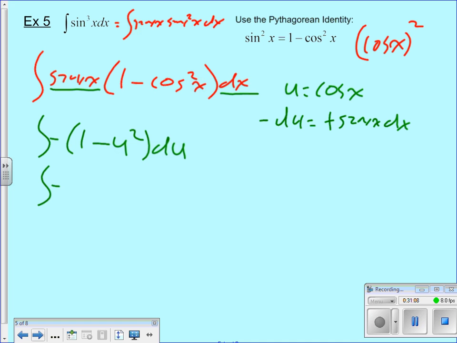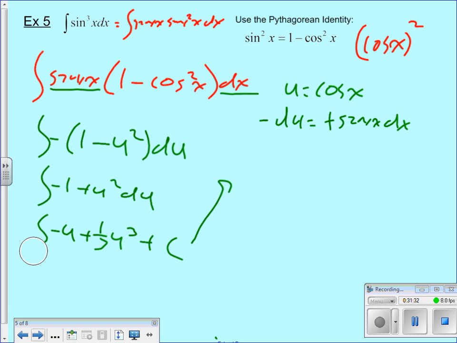Distribute the negative. Antiderivative. And then plug back in the cosine. Well, actually, sorry, I did the same thing that many of you often do. Left the integral sign in front. Oh, that kills me.